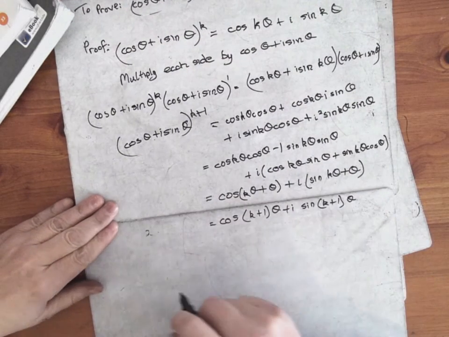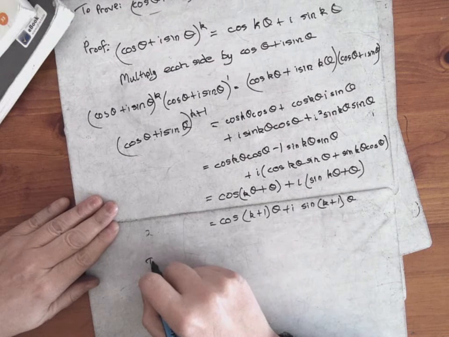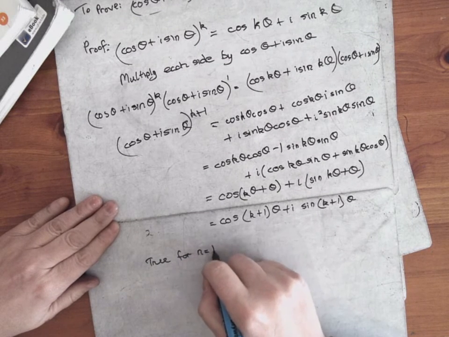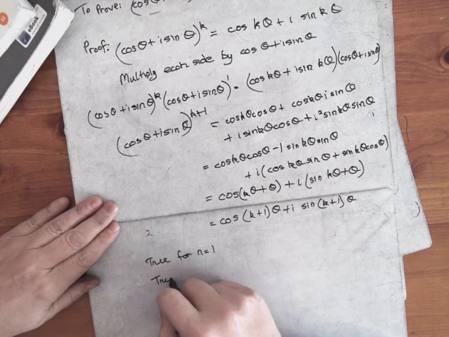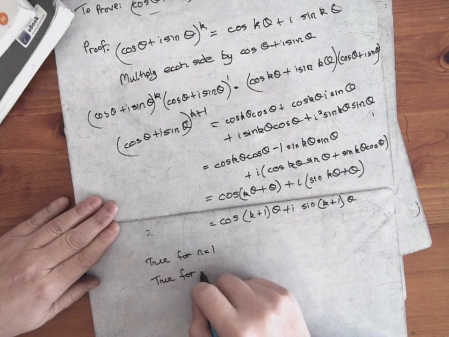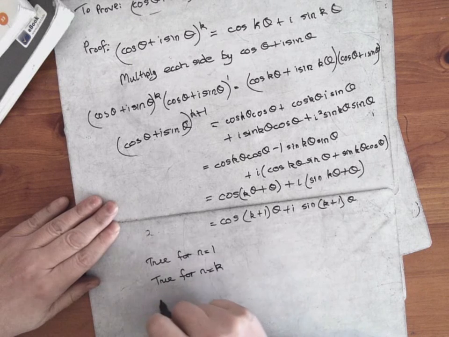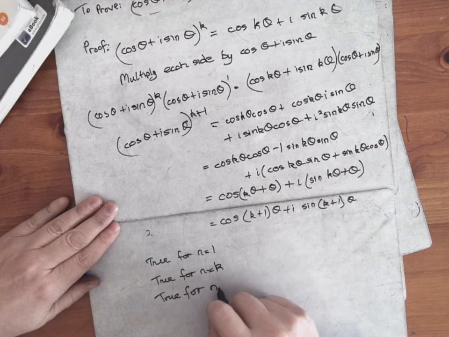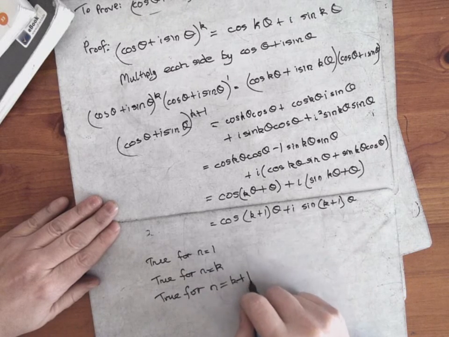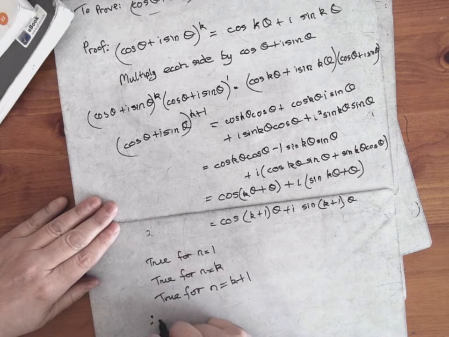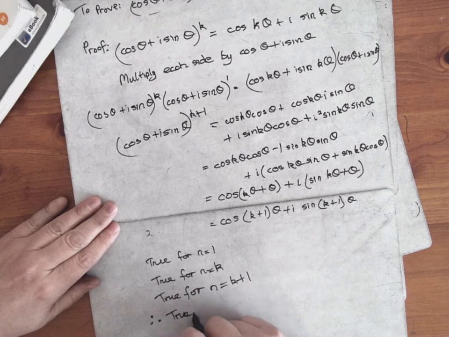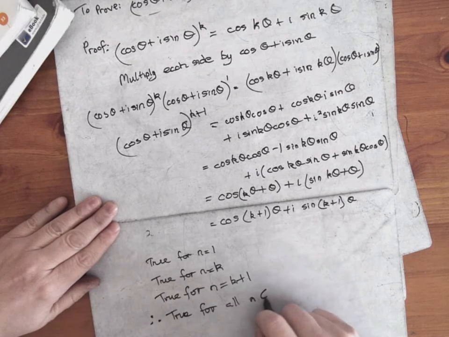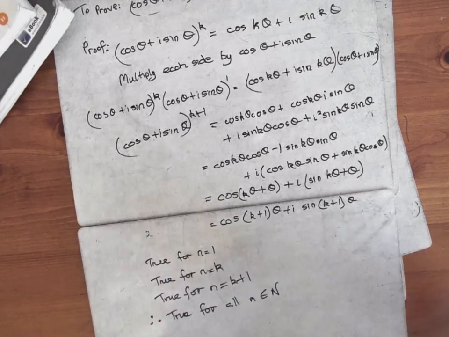Then you say it's true for n equals 1, it's true for n equals k, it's true for n equals k plus 1, therefore it's true for all n an element of the natural numbers. That's De Moivre's theorem.